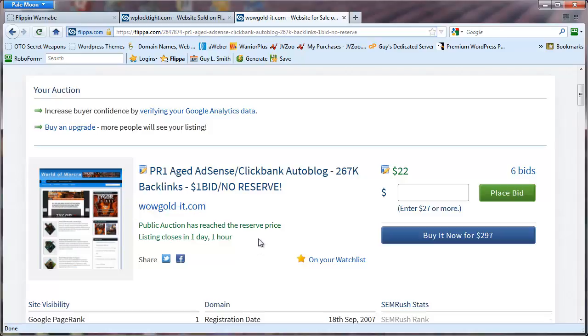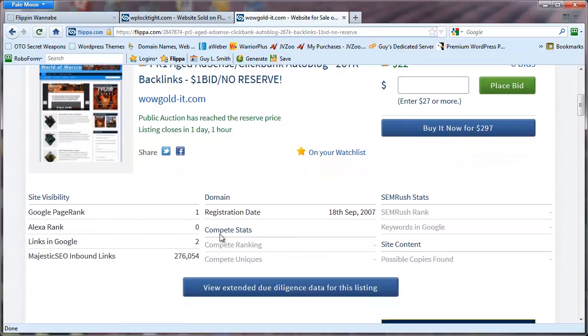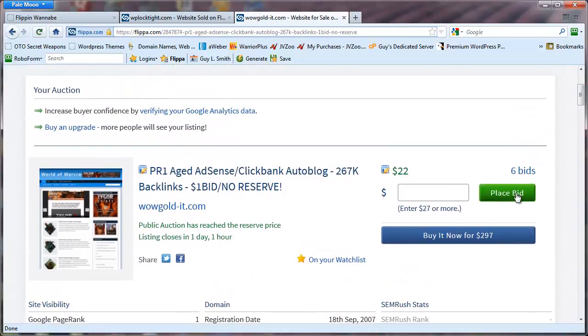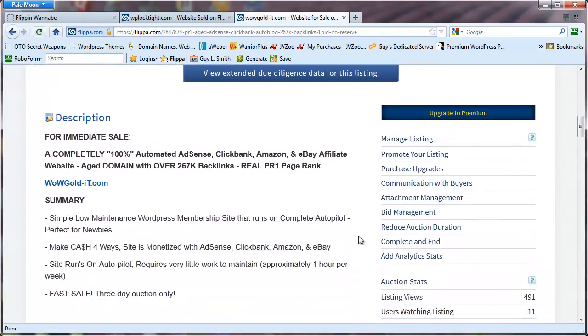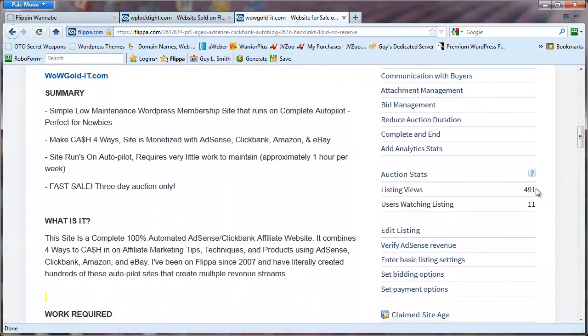Okay, now I put the site out. I've added some unique selling props on it. This is an aged domain. It's got 276,000 inbound links. I've got 6 bids on it. I started out at $1. Now, this site has a little bit of traffic and no revenue. So this is risky because I started out at $1 with no reserve. So now it's green. It's at $22. It does have 25 hours to go. So there's plenty of time for someone to make a move on this, and I do have a lot of activity: 491 views and 11 watchers.